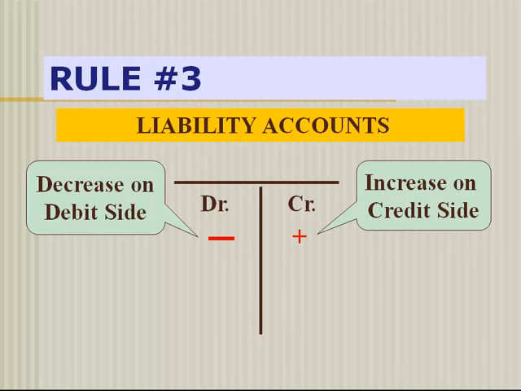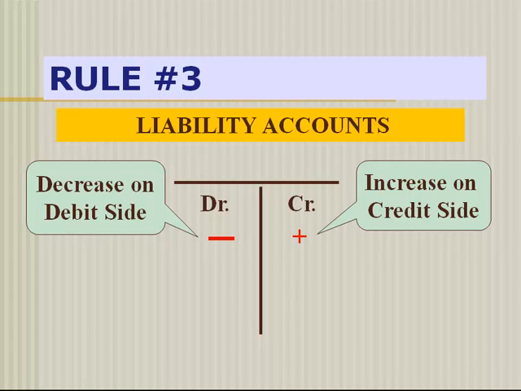Rule number 3 simply says that liability accounts are decreased on the debit side and increased on the credit side, right? So now we're starting to see the opposite effect here. Liabilities are increased on the debit, decreased on the credit. So that kind of works, right? I'm sorry, decrease on the debit, increase on the credit.